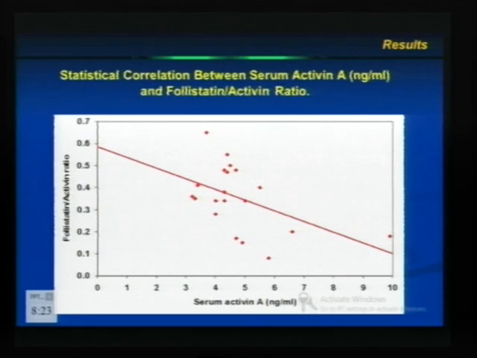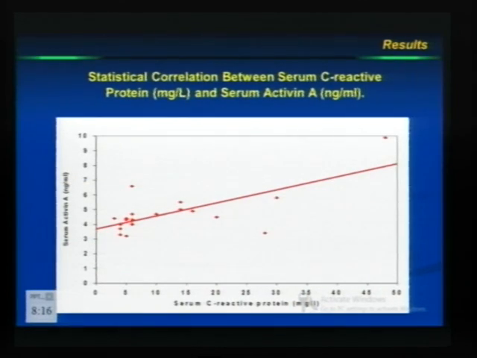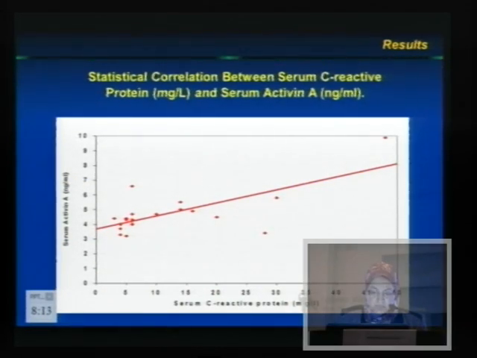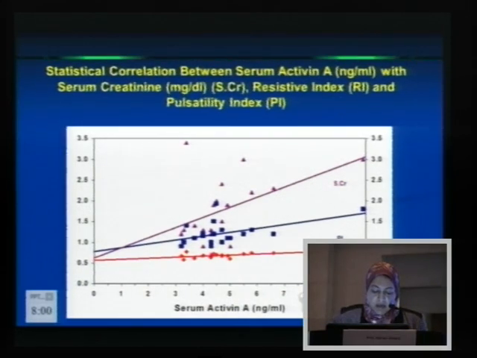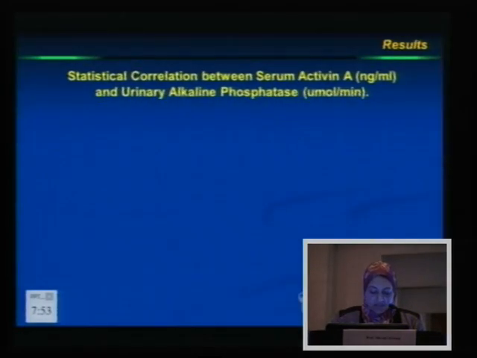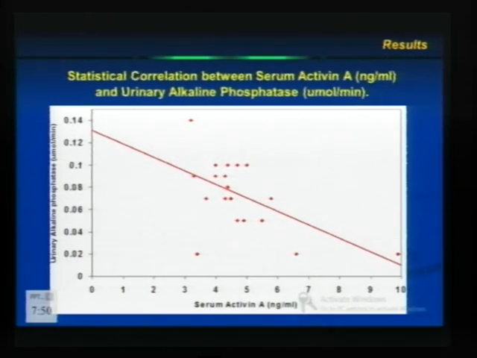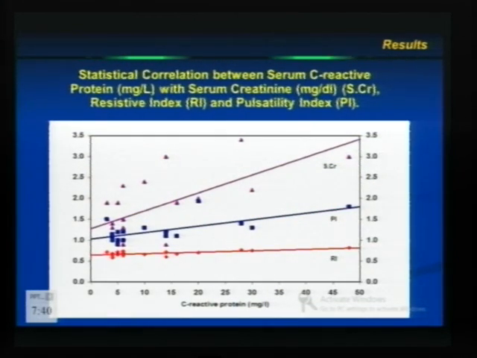Serum activin A showed a significant negative correlation with the follistatin-activin ratio. Serum activin A showed a statistically significant positive correlation with the serum C-reactive protein, which denotes that chronic inflammation promotes renal fibrosis. It also shows a significant positive correlation with the serum creatinine, RI and PI, denoting that activin A increases with impairment of renal function and increased vascular resistance. Serum activin A showed a significant negative correlation with the urinary alkaline phosphatase, reflecting tubular dysfunction with disease progression. Serum C-reactive protein had a statistically significant positive correlation with the serum creatinine, RI, and PI.